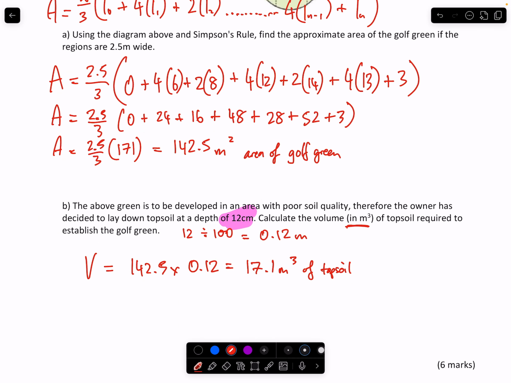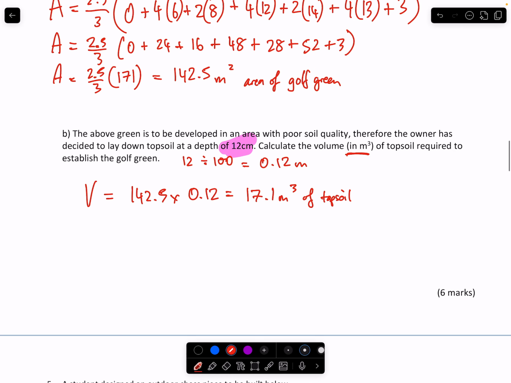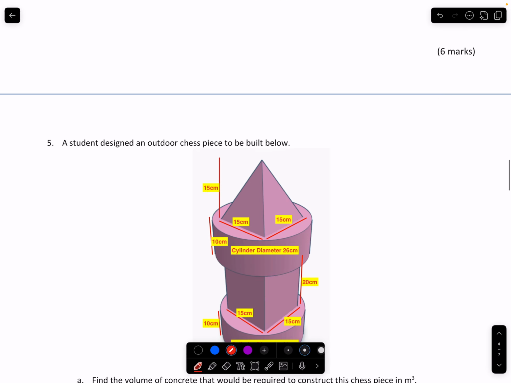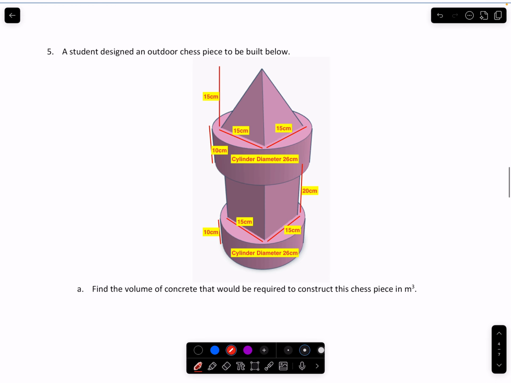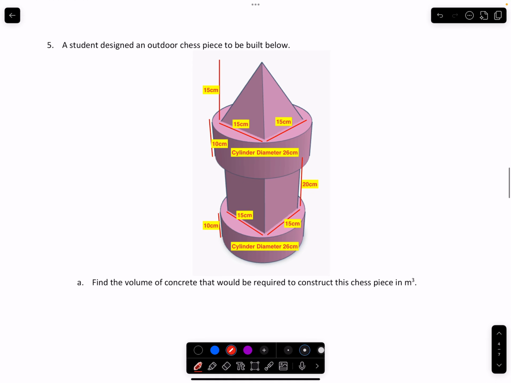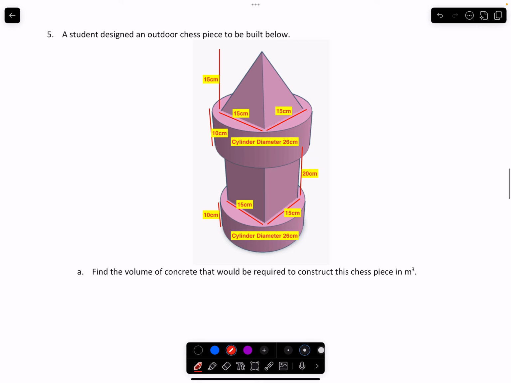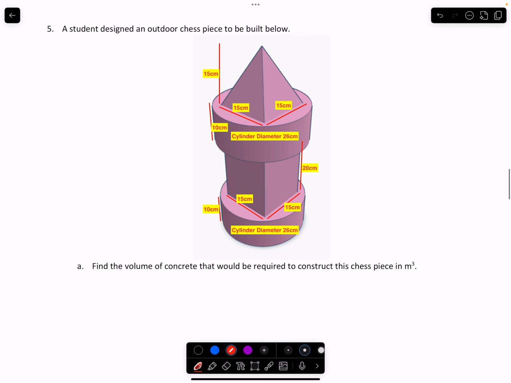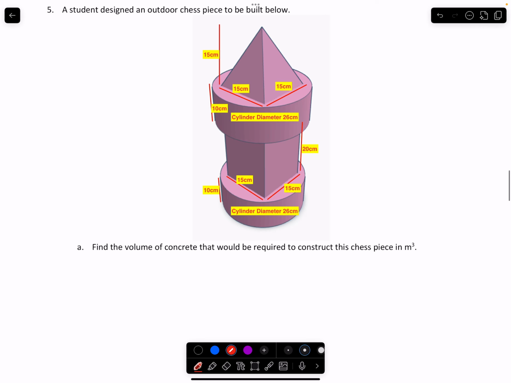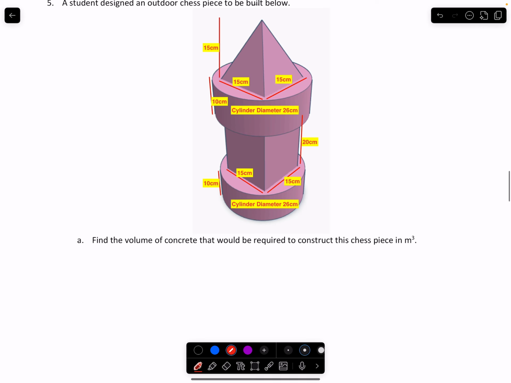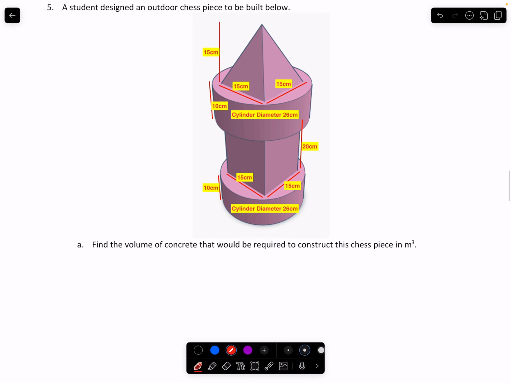Okay, next question. I think it's page 4 we're up to. A student designed an outdoor chess piece. So that's why you're doing your DI. There's a question like this as well. Student designed an outdoor chess piece to be built below. Find the volume of concrete that would be required to construct the chess piece. Okay, volume of pyramid is equal to 1/3 area of base times by height.